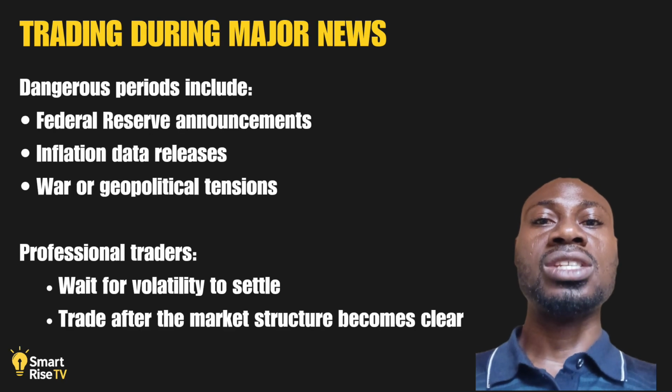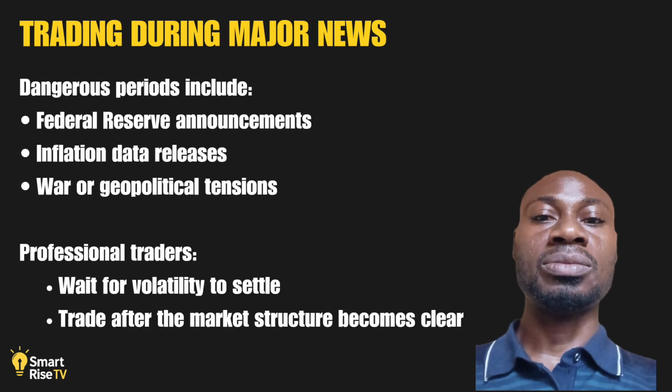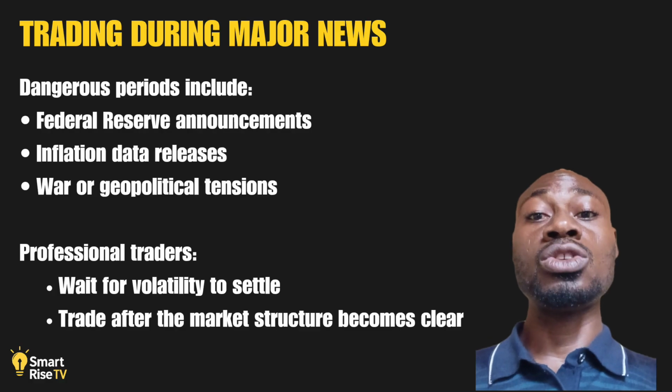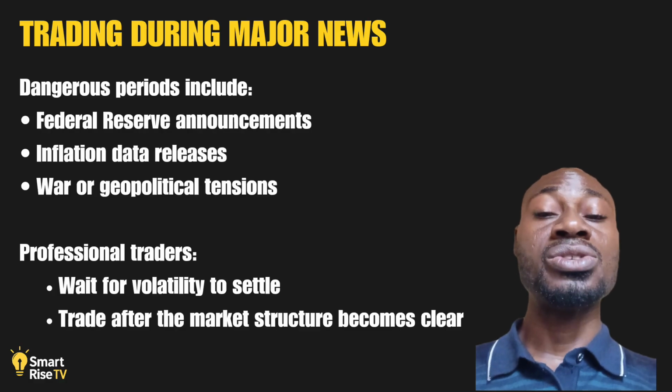The fourth mistake is trading during news volatility. One of the fastest ways to lose money trading gold is trading during major news events.